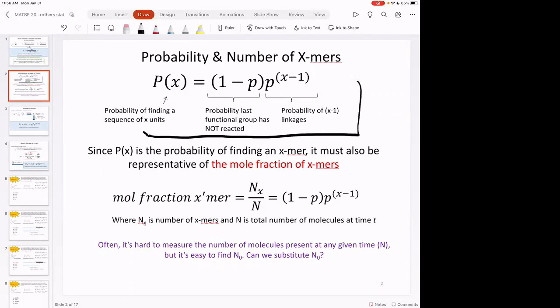So the probability of finding a sequence of X units, a dimer, a trimer, a 50mer, a 1mer. And so you know what X is because we talked about Xmer. And P in this equation is the P that you know and love. It's the degree of conversion. Because when the degree of conversion is 0, this will reduce down and you get the probability of finding a monomer is 1, right? Because that's all monomers when P is 0. We're not going to worry too much about the mole fraction of Xmer. You can think about that if you want.